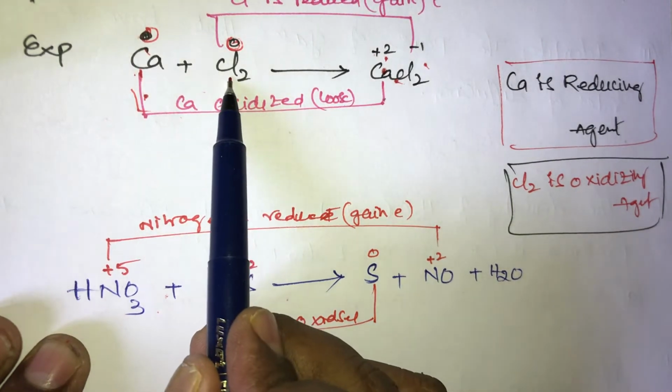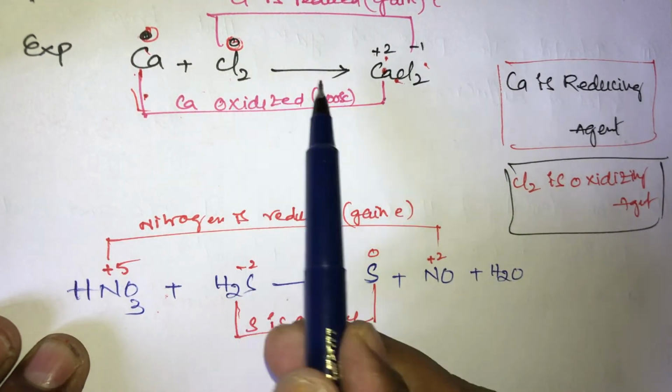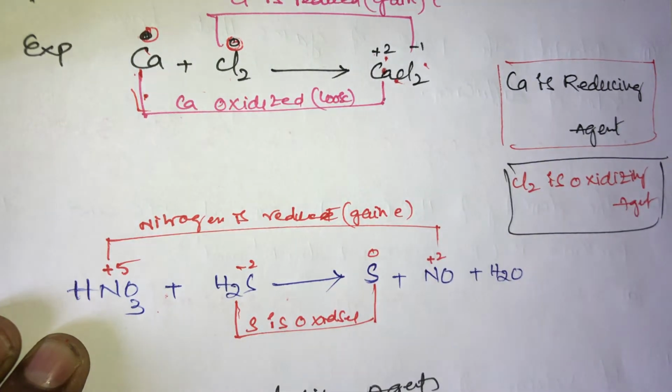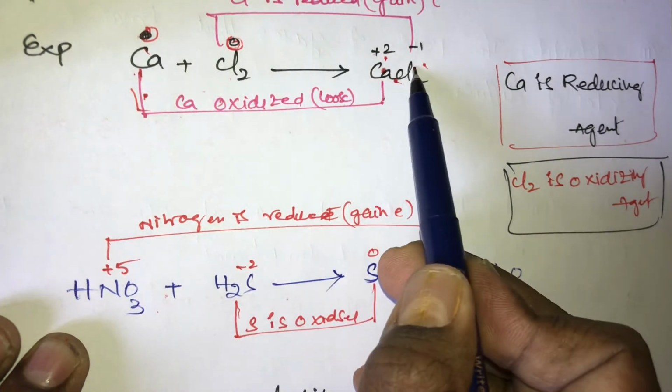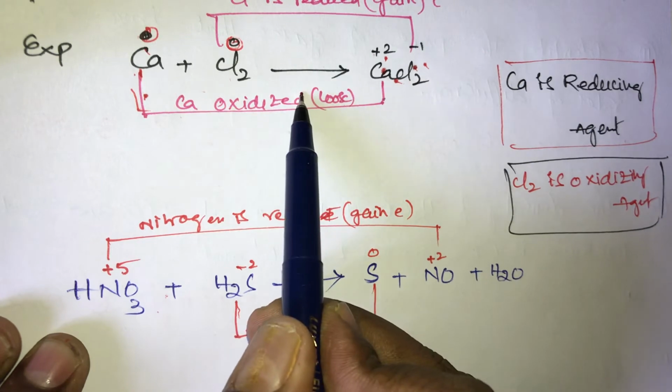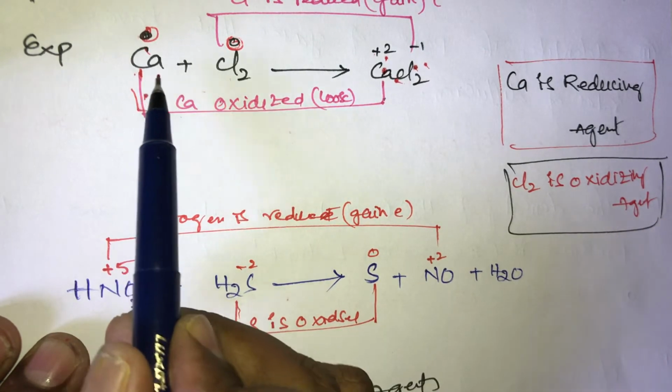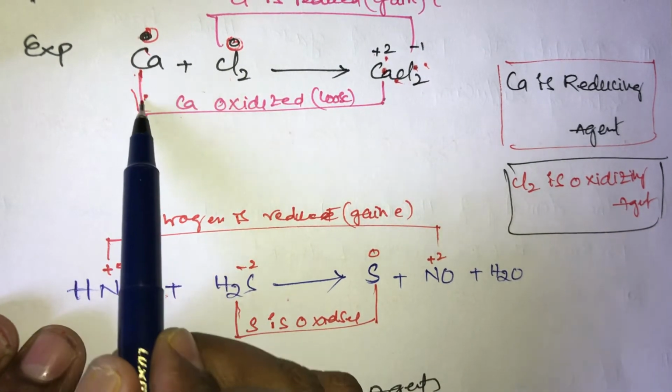Now here, chlorine goes from 0 to -1. What is that 0 to -1? That is the gain of electrons. So out of these two, calcium is the reducer. Calcium is the reducing agent.